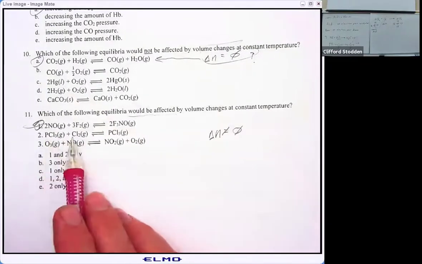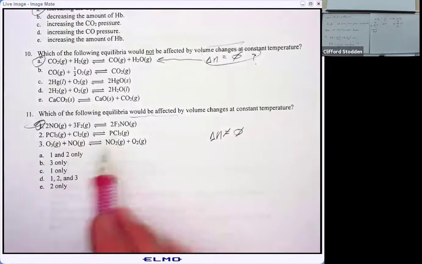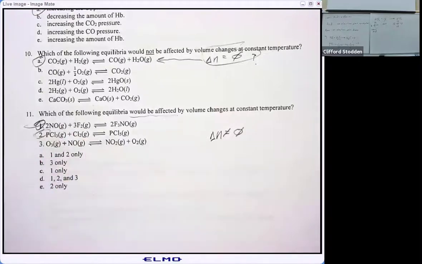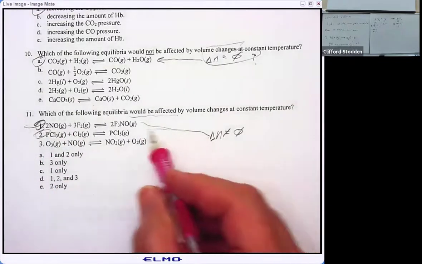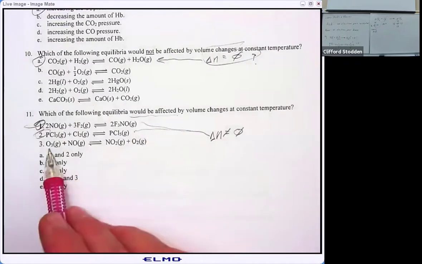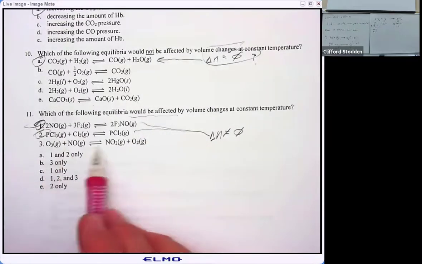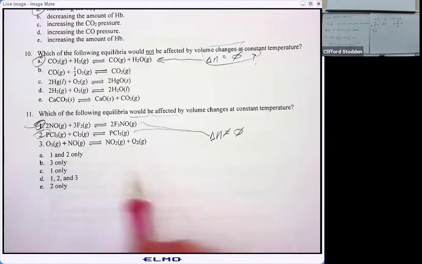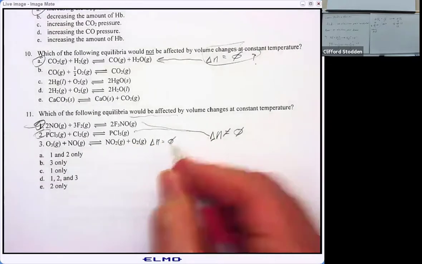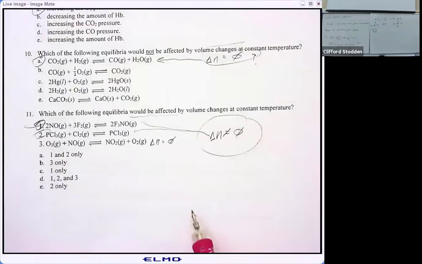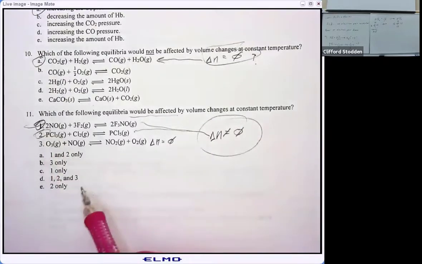Here you have 1 and 1, a 2 on the left and a 1 on the right, so that would be affected by volume change. So again, both of these are delta N not equal to 0. This one has 1 plus 1, a 2 on the left and a 2 on the right. So this last one is delta N equals 0. Okay, but we're looking for delta N not to be 0. So that's 1 and 2.